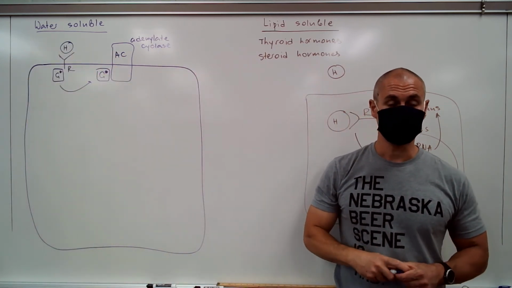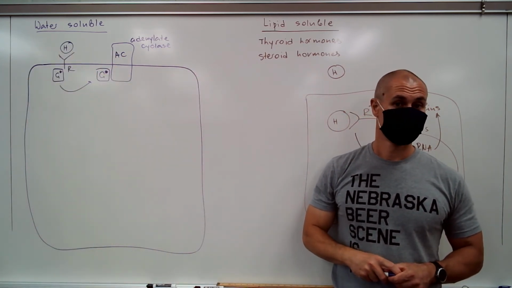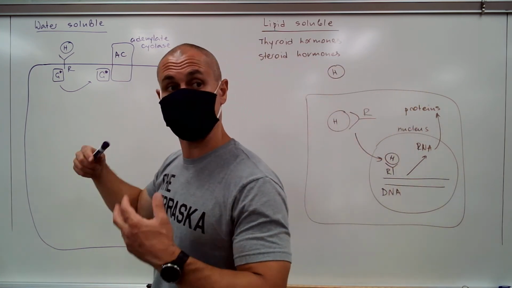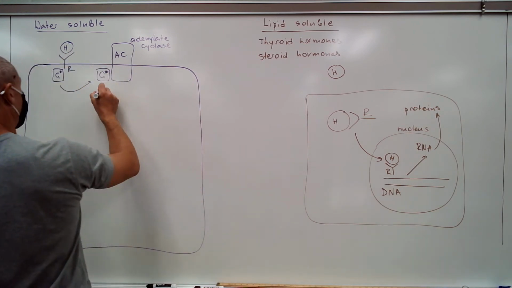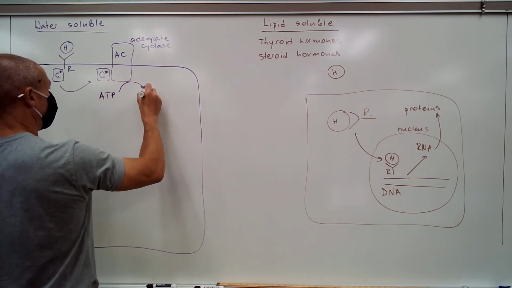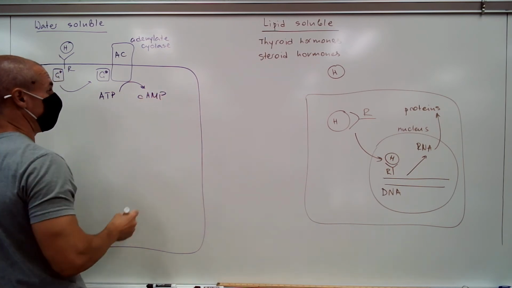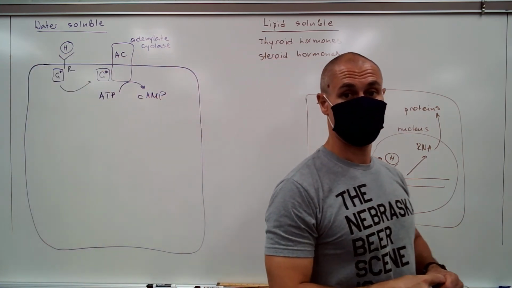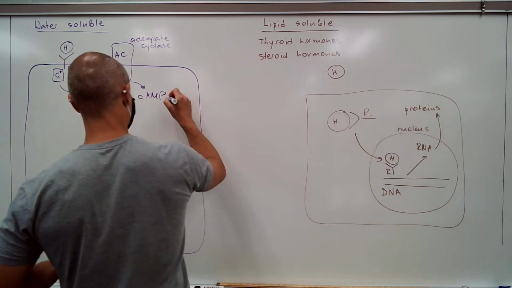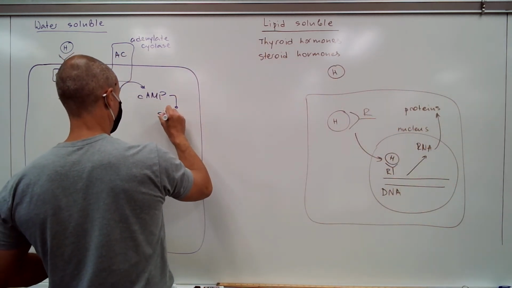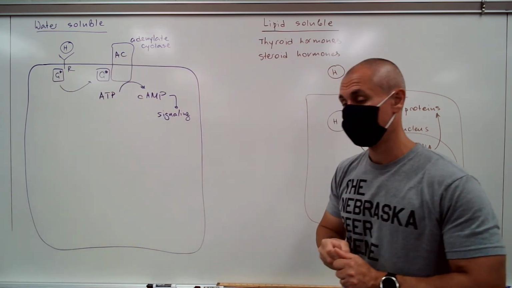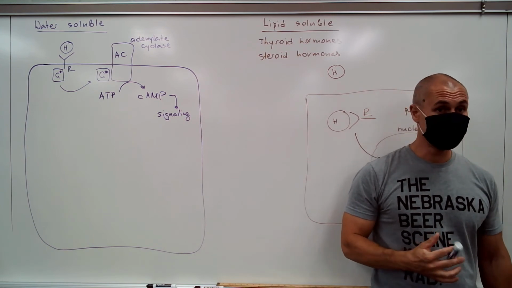Clear? Okay. Now, the enzyme called adenylate cyclase takes a molecule of ATP and converts it into a molecule called cyclic AMP, cAMP. Okay? And this cAMP molecule initiates some kind of intracellular signaling. Doesn't really matter which one. So far, we clear?